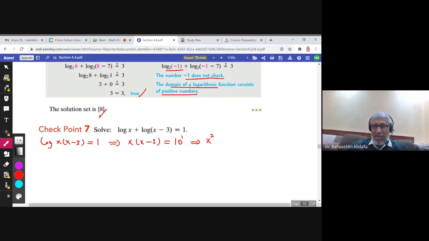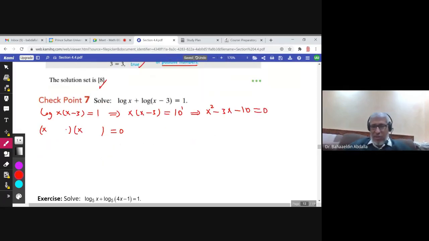So x times x is x squared minus 3x minus 10. You have to take it to the other side because you have a quadratic equation. Now to factor the quadratic equation, I have x here and x here. And now I need two numbers. Their product is -10 and their sum is -3. I can think of -5 and +2. -5 times +2 is -10. -5 plus 2 is -3.